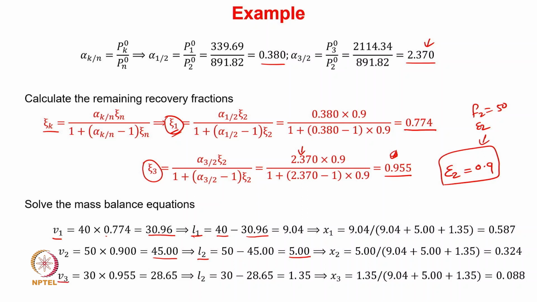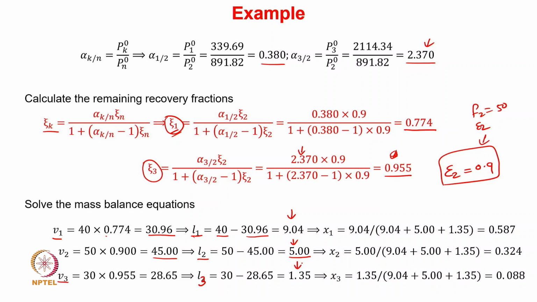Similarly, V3 will be nothing but F3 multiplied by zeta 3, and zeta 3 is 0.955. Right? So 30 into 0.955 is 28.65. So this is L3. L3 is given as 30 minus V3, that is 28.65, so it becomes 1.35. Now we have obtained L1, L2 and L3.